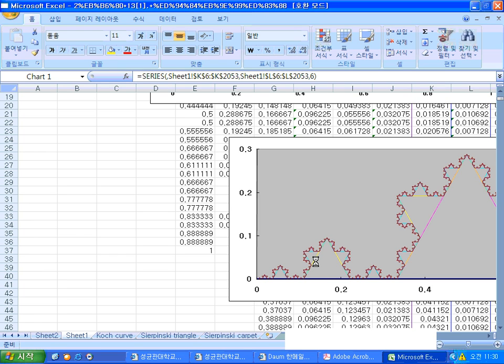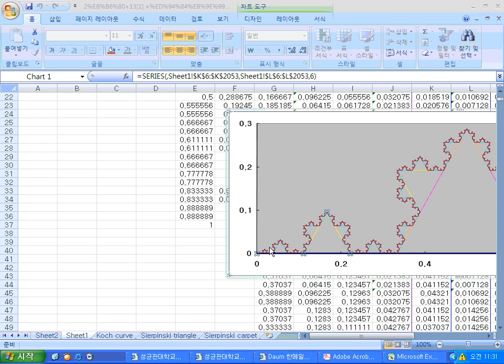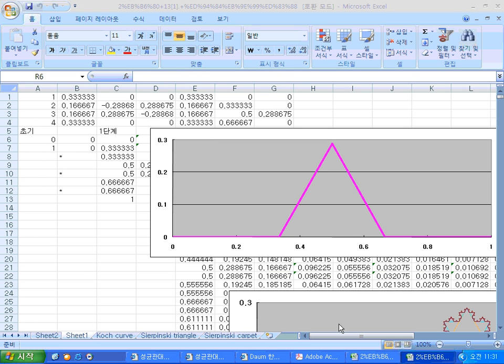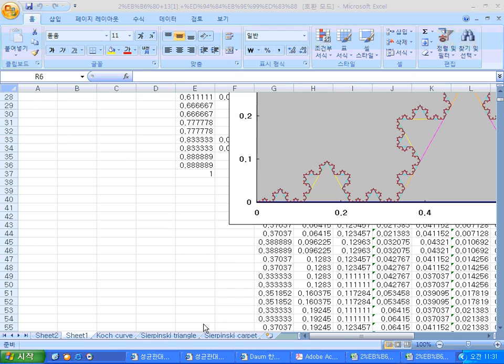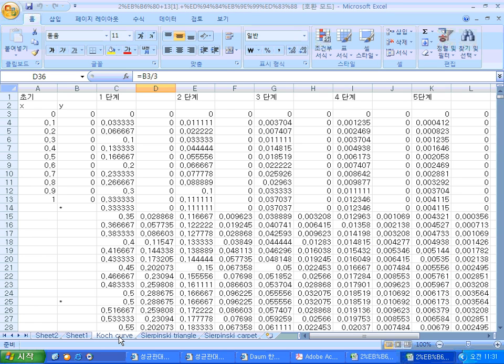Okay, we'll see how it's been moved. You're going to see how this fractal is going to generate. You see? It comes first. It comes quite fast.